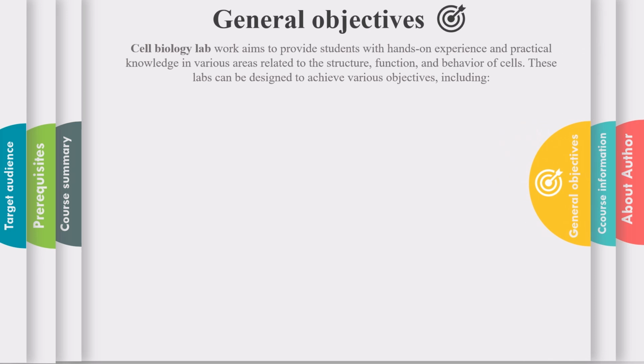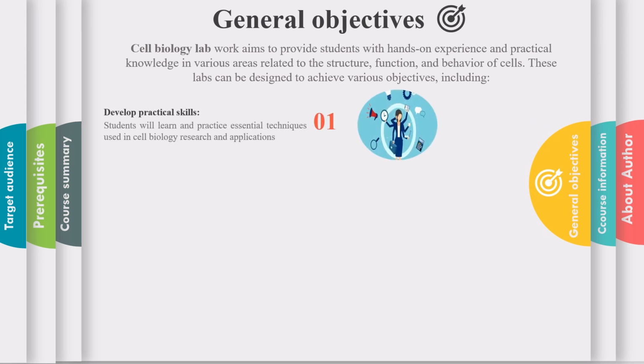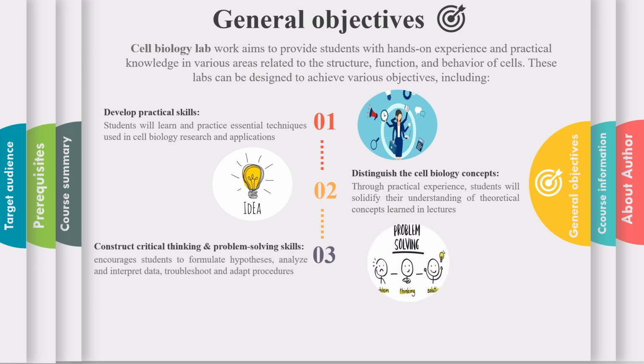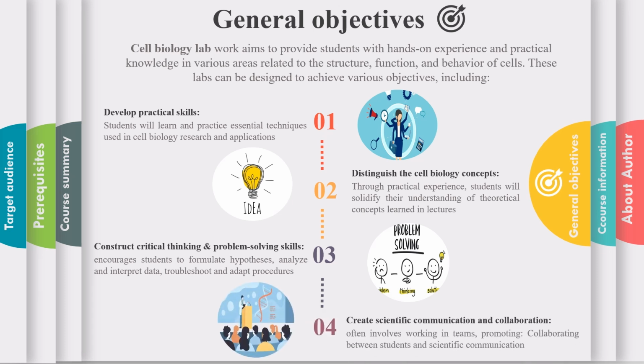By the end of this course, the student will be able to develop practical skills such as preparing slides, staining method, and how to use a lab equipment such as microscope, distinguishing the cell biology fundamental concept through practical experiences and connect them with what they have learned in the lecture, solving skills by analyzing and exploring new ideas through lab experiments, and finally, creating scientific communication by working in groups and managing their teams when it comes to lab experiments and writing their lab reports.